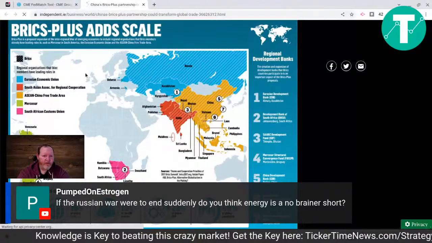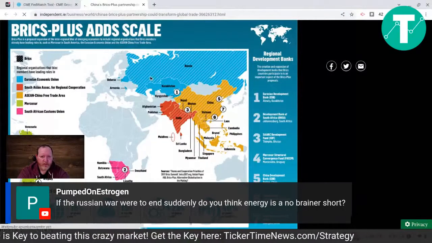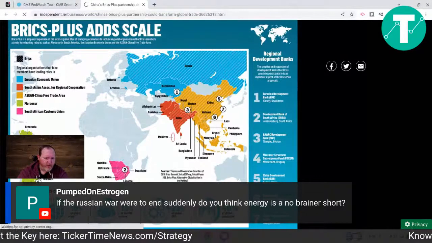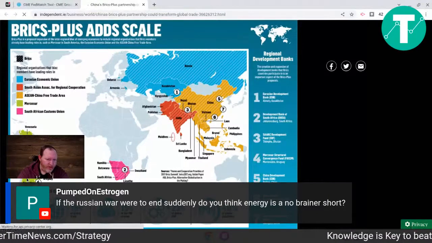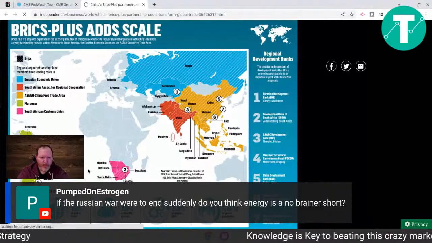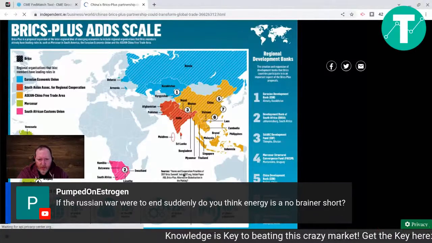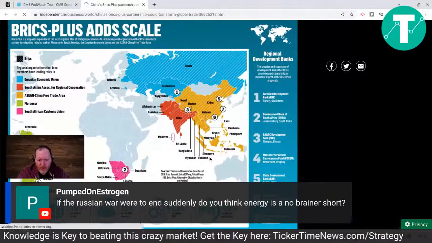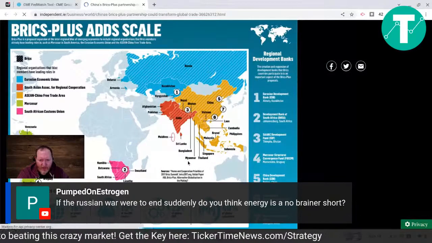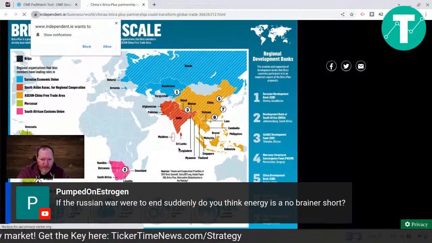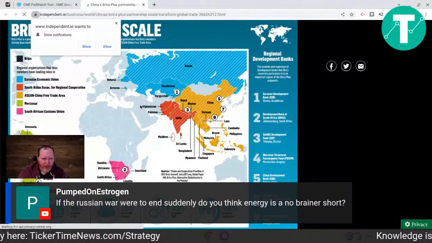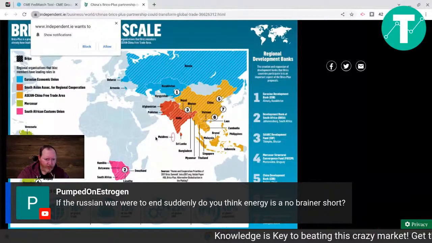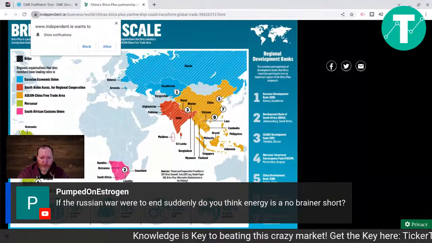BRICS Plus adds scale. So Russia is part of this, China, India, South Africa, Brazil, Argentina. Those are like the big players in this. It looks like Malaysia, Indonesia, Singapore, Thailand, Bangladesh, Sri Lanka are all part of this BRICS currency, okay?